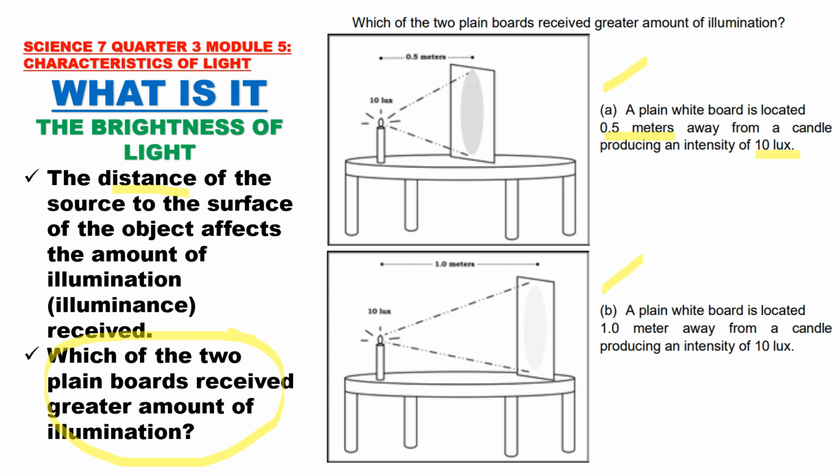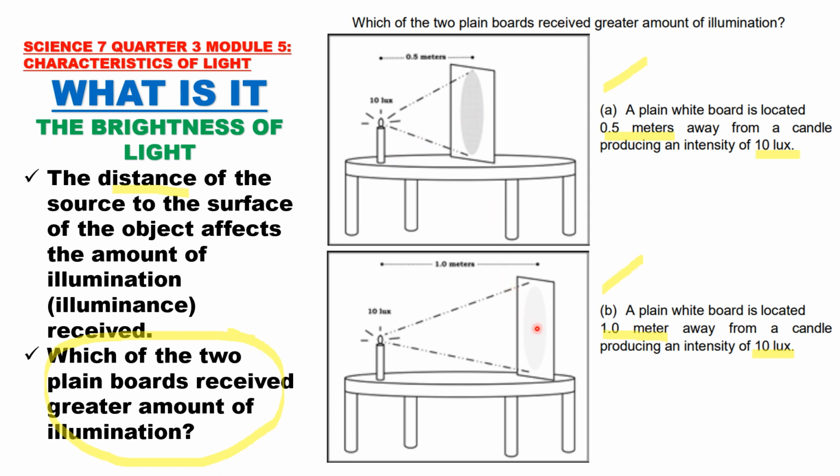In letter B, a plain whiteboard is located 1.0 meter away from a candle producing an intensity of 10 lux. So sa letter B naman po, ang ating light source is again a candle at same lang ang kanyang intensity, 10 lux. But this time, ang distance ng candle from the plain whiteboard is 1.0 meters. So which do you think, okay, receive a greater amount of illumination? Is it letter A or letter B?